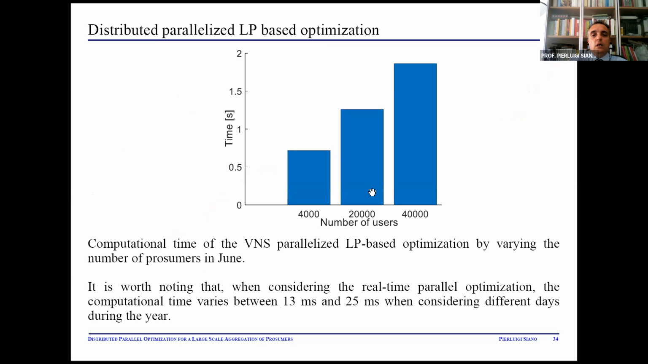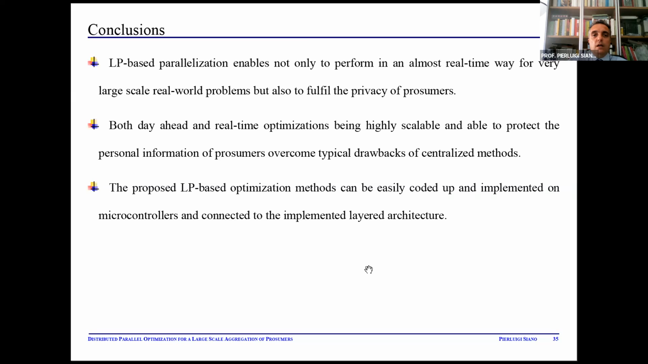Also, if we consider the computational time of the day-ahead optimization shown in this figure, by varying the number of prosumers in the month of June, we can see that it is very fast and able to deal with hundreds of thousands of prosumers in a few seconds. Also, when considering the real-time parallel optimization, the computational time varies between 13 and 25 milliseconds when considering the different days of the year. Now I will give some final comments.